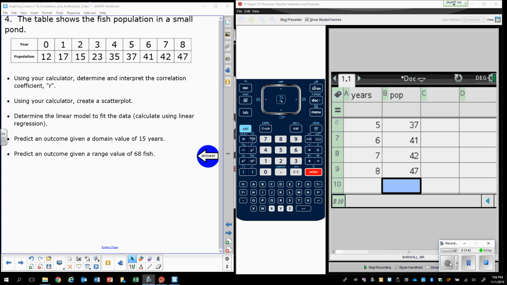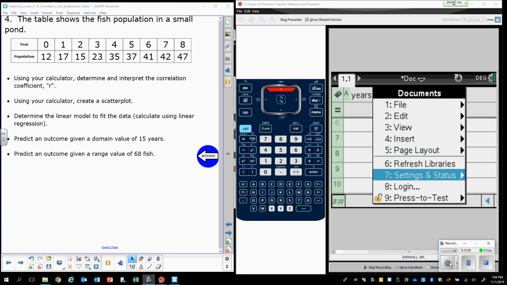So what we can do here is we're going to go into Document. So we're going to press Document again. Document's on the side over here. So it's highlighted.